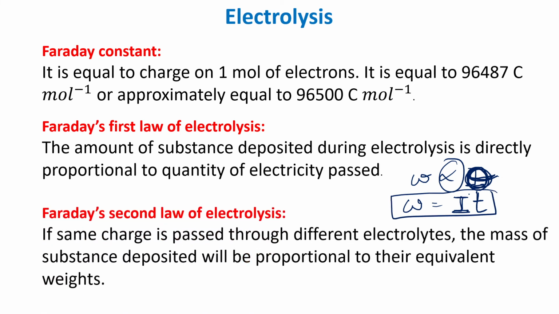The other law that Faraday gave says that when the same charge is passed through different electrolytes, the mass of the substance deposited will be proportional to the equivalent weight. For example, if you are passing 1 mole of electrons, that is 1 Faraday, it will deposit 1 mole of product where only one mole of electrons is required for reduction.